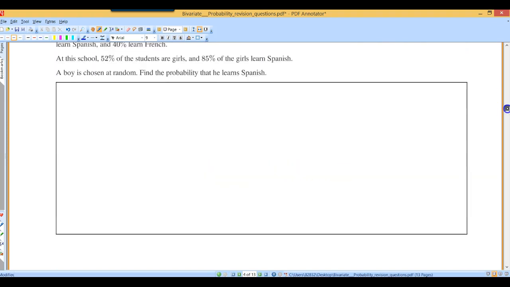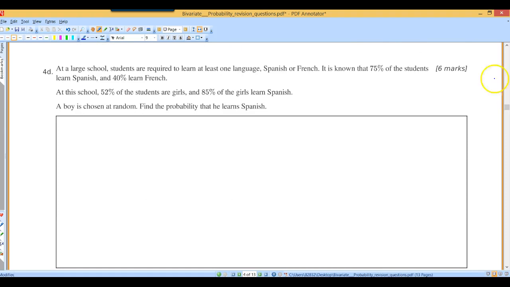Okay, then we came down to D, which I thought was a tricky question, really. We know 75% of the students learn Spanish. If a boy is chosen at random, find the probability they learn Spanish. Now, the way I thought about doing this, I took 100 students, and I said of those 100 students, 52 are girls and 48 are boys. Now, of those 52 girls, 85% take Spanish. So I took 85% of 52, and I got what we got up there before, 44.2.